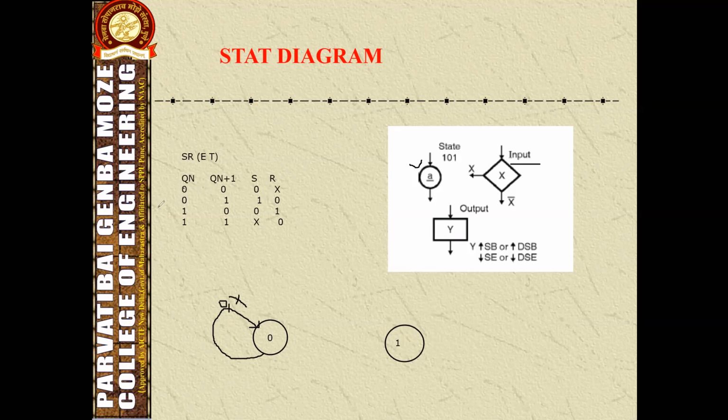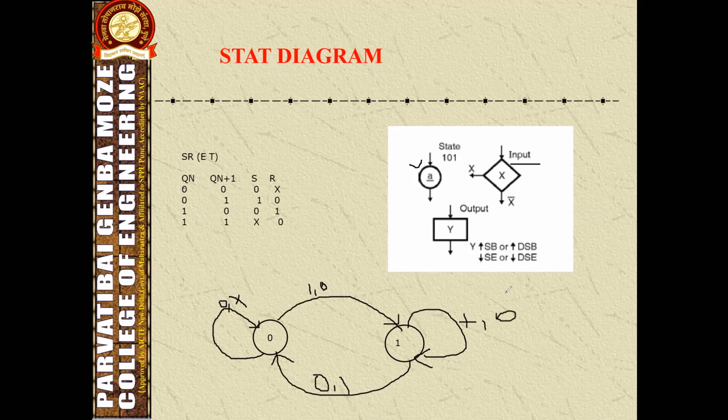Okay. Then from 0 to 1, what combination should we give? We have to provide S should be 1 and R should be 0. For the state 1 to 0, what input should be provided? Yes, it should be the reset condition, S 0 and R should be 1. So for state 1 to 1, what should we give? S should be undetermined and R should be 0. How to write this excitation table I have explained in the previous lecture. Please listen there.